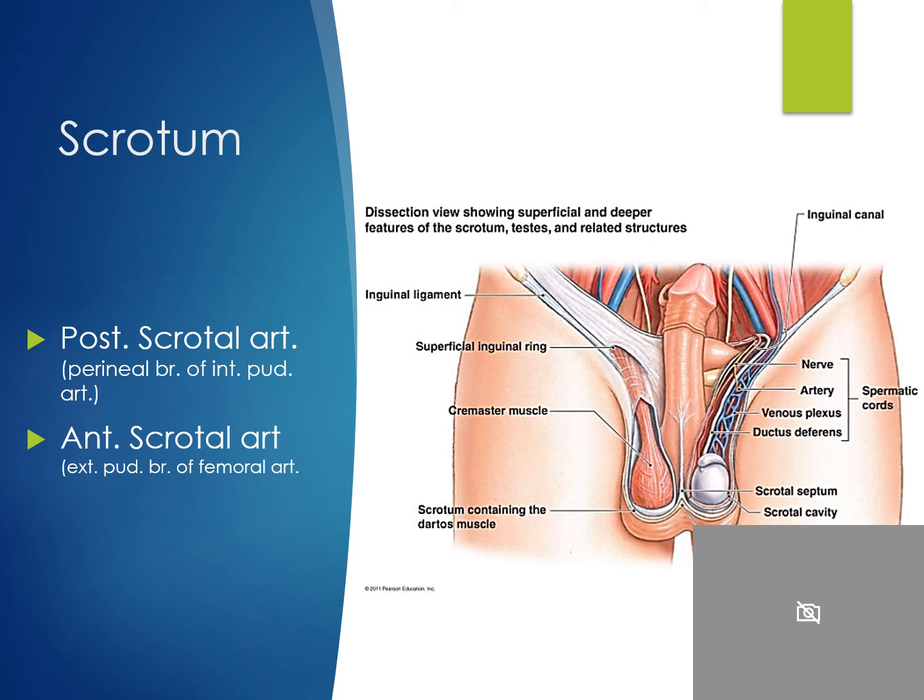There are arteries of the scrotum, or the posterior scrotal artery. The posterior scrotal artery is a terminal branch of the perineal branch of the internal pudendal artery. And there is the anterior scrotal artery. That is a terminal branch of the external pudendal branch, which is coming from the femoral artery. Now the veins will correspond to the arteries. So we have the same names of the veins, posterior scrotal and anterior scrotal. Lymphatic, it will drain to the superficial inguinal lymph nodes.